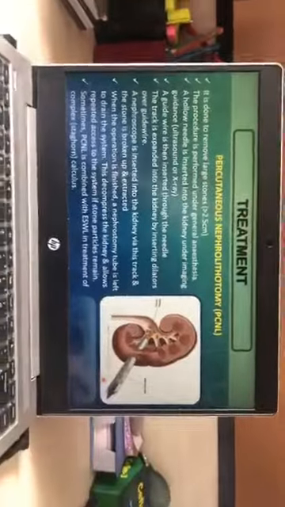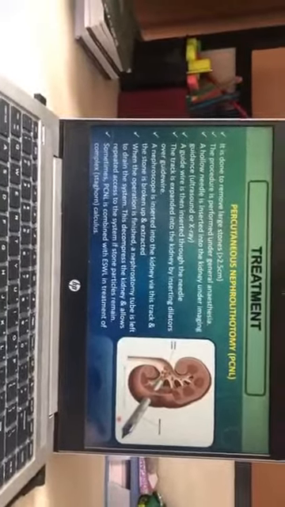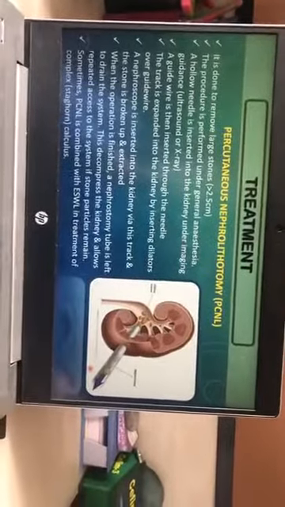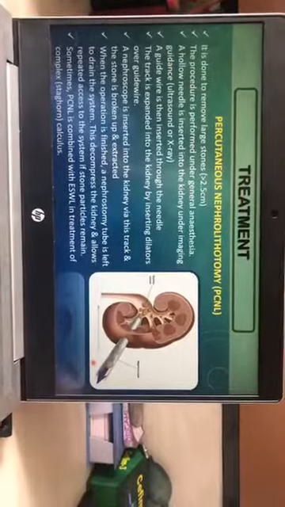So what about percutaneous nephrolithotomy? Nowadays it is more popular in our country also. It is a very popular and very sophisticated surgery, easily done if the surgeon is expert enough. It is done for removal of large stones, more than 2.5 centimeter.